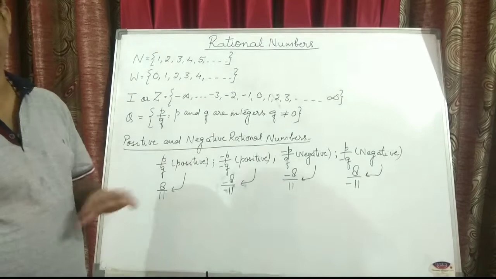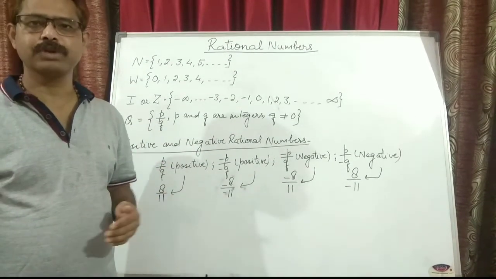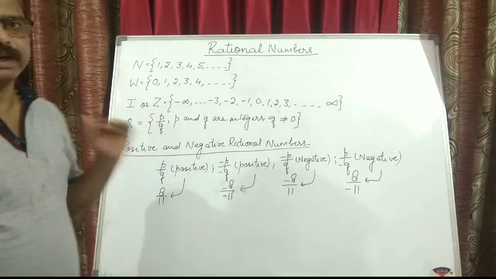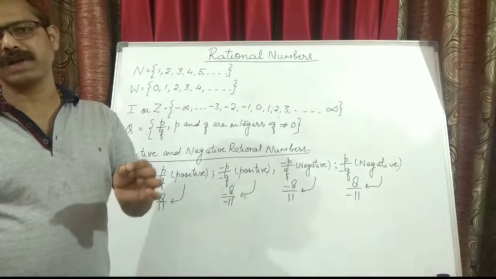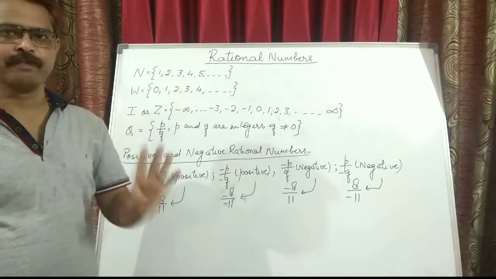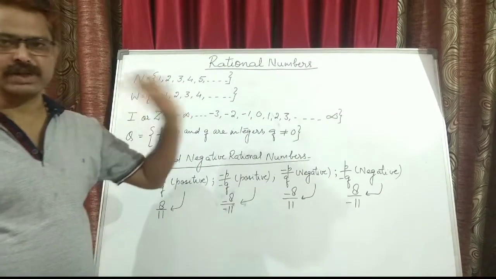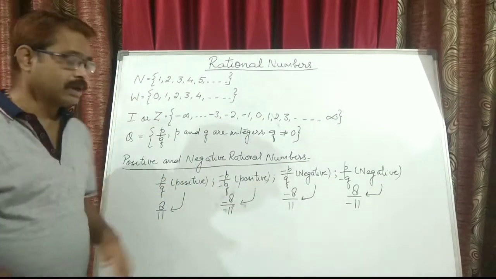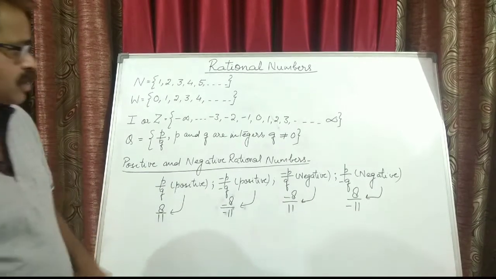Means the denominator can never be equal to 0, because in mathematics division by 0 is not defined. That is why. Means what are rational numbers? Simply, rational numbers are written in the form of numerator upon denominator. Then denominator should not be equal to 0. That's all. Now let us take a few examples based on rational numbers.